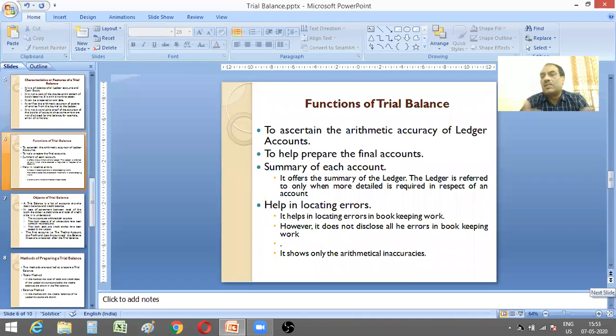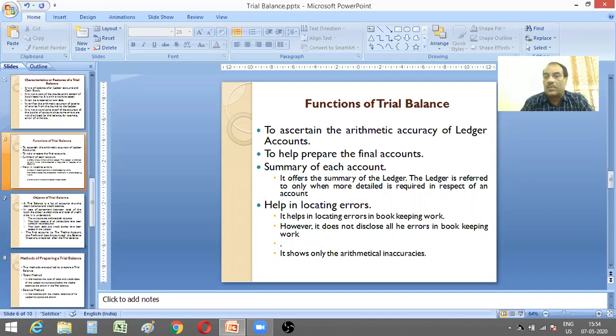Then what are the functions of trial balance? The first function is to ascertain the arithmetical accuracy of ledger accounts, as we have already discussed. Then it helps to prepare the final accounts. After checking the arithmetical accuracy, after ascertaining that the accounts are almost correct, we go for preparing the final accounts, final statements, that is the profit and loss account and balance sheet. All these are prepared after preparing the trial balance.